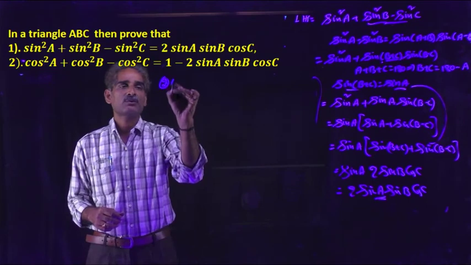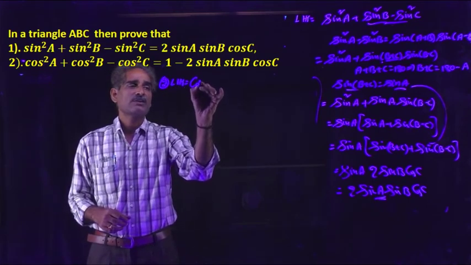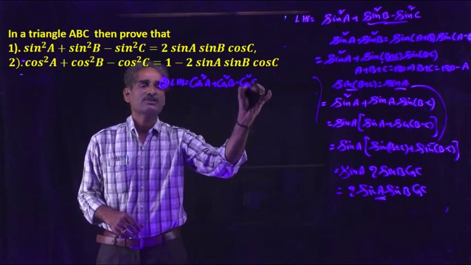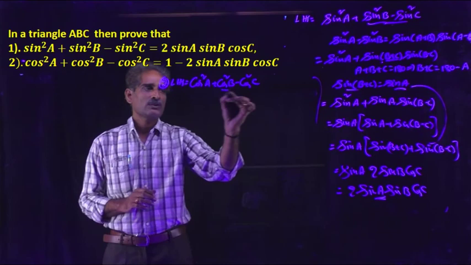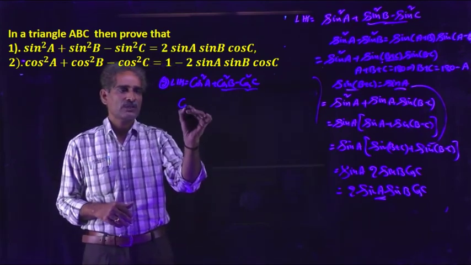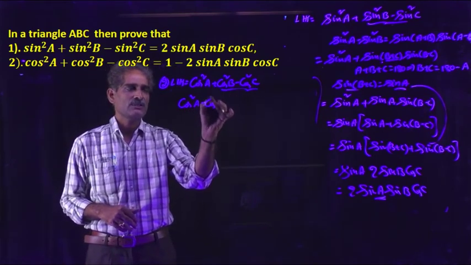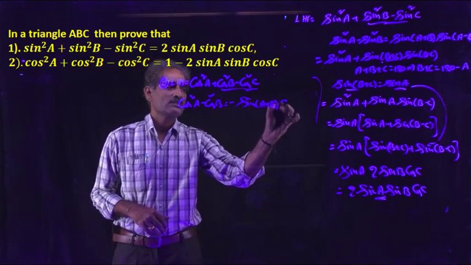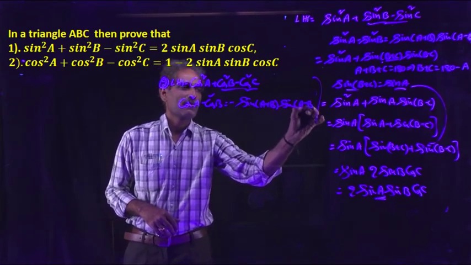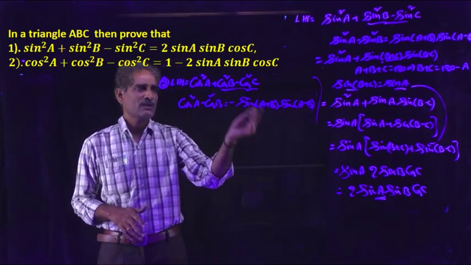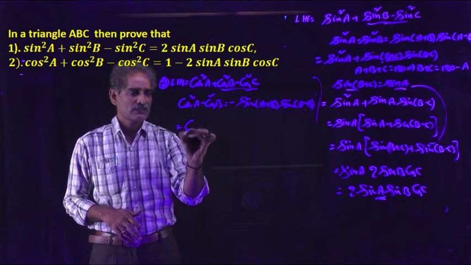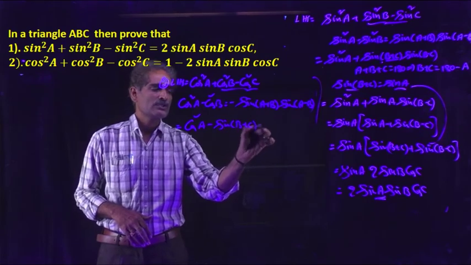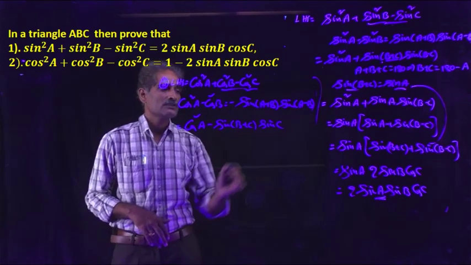What is the second problem? Now take the LHS: cos square A, cos square B minus cos square C. We have a formula for these two. We know the formula for cos square A minus cos square B is equal to minus sin(A plus B) into sin(A minus B). So the same formula applies for these two, then we will get cos square A minus sin(B plus C) into sin(B minus C).